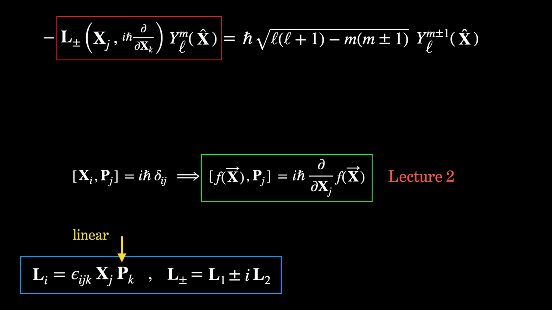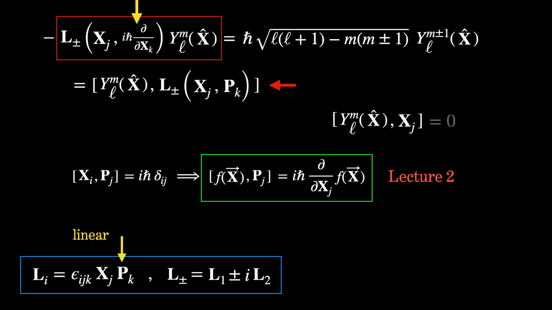Look at this term in the red box. We claim that this can be written as the following commutator. This works by applying the relation in the green box to the derivatives in L plus minus. The function f is YLM in our case. And this works precisely because L plus minus is linear in momentum p, while at the same time YLM commutes with x. Let's quickly see why this is true.